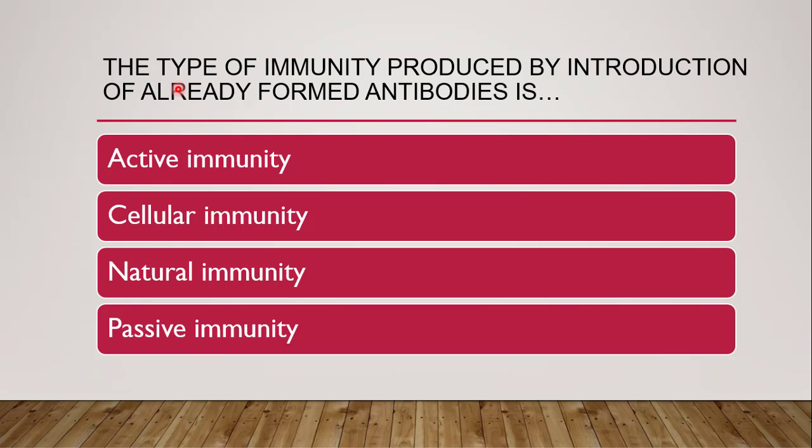Next question: the type of immunity produced by introduction of already formed antibodies is whether it is active immunity, cellular immunity, natural immunity or passive immunity. The correct answer is passive immunity. In case of passive immunity, the antibodies are first formed within a person or an animal, and the preparations which contain antibody are injected. So this type of immunity is passive immunity, which is artificially produced.